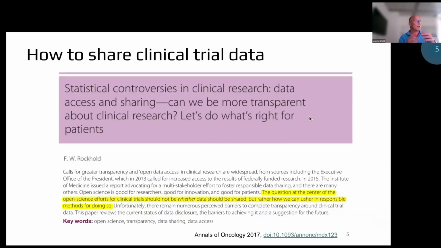And already roughly 10 years ago, in this editorial, the editor of Annals of Oncology concluded that the question is not whether data should be shared, but rather how we can usher in responsible methods for doing so. And of course, you cannot share clinical trial data openly. You have to make it available with restricted access, and I'll come to that later.